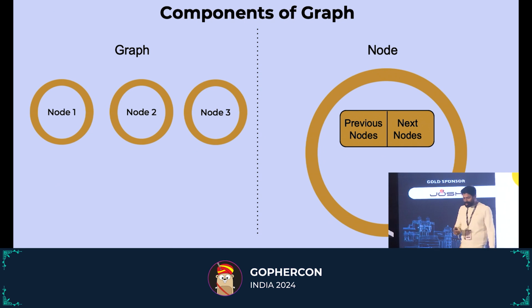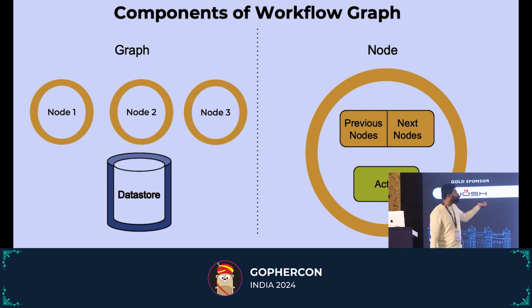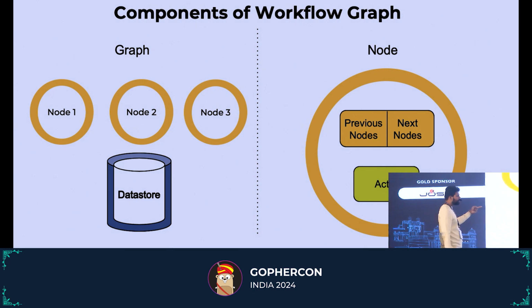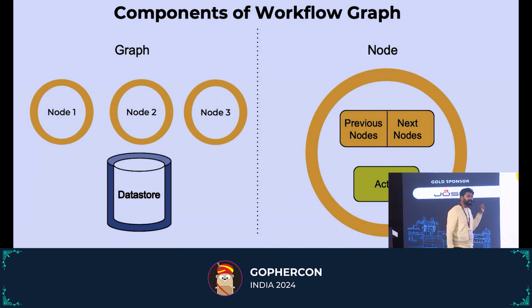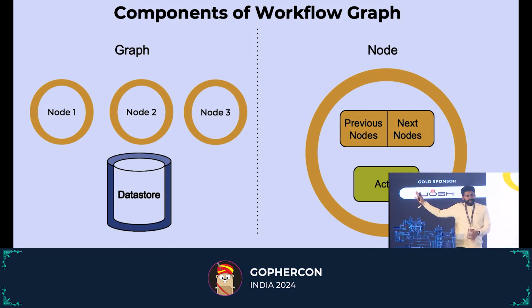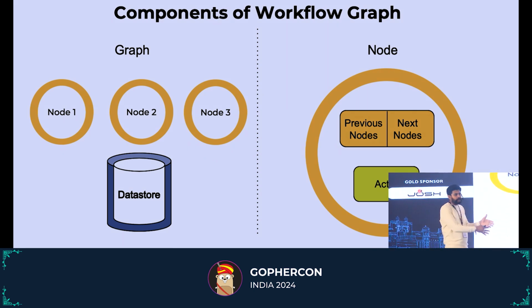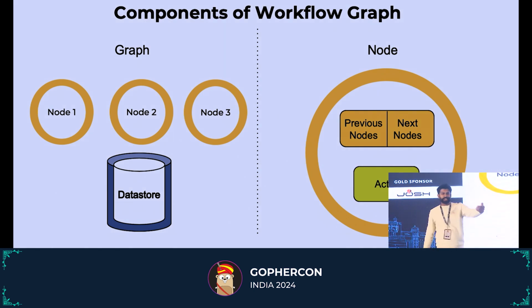Now coming to the components of the workflow graph which I designed. It has a data store also on the graph level. So the graph has the list of nodes and a data store. Now this data store is nothing like a real DB or a cache. It's just a map so that the nodes can interact with each other. The nodes can put data in that data store or read data from it. So it's basically a data store for sharing data between nodes.